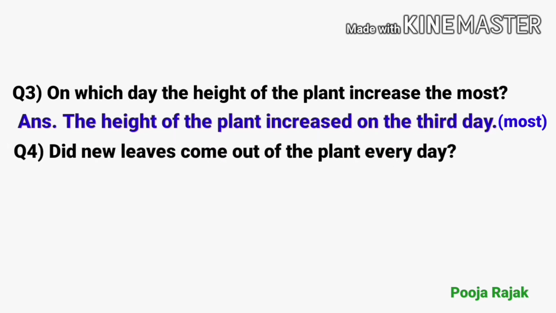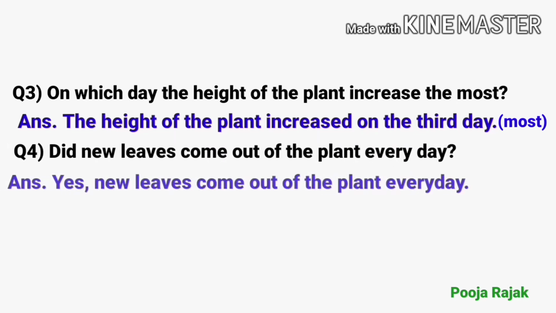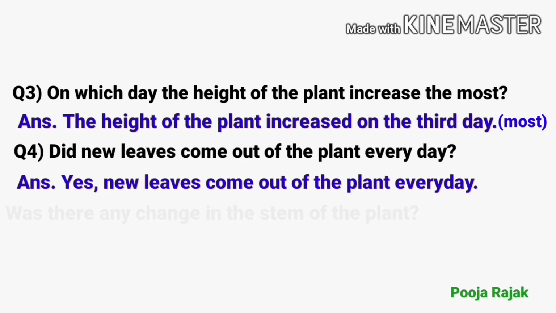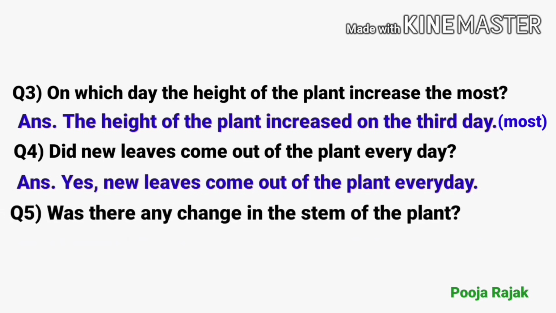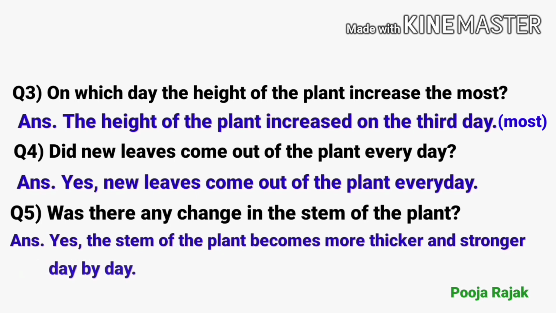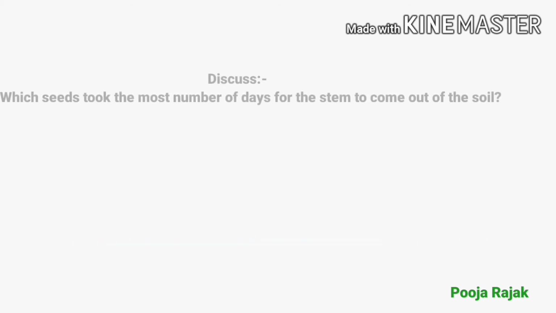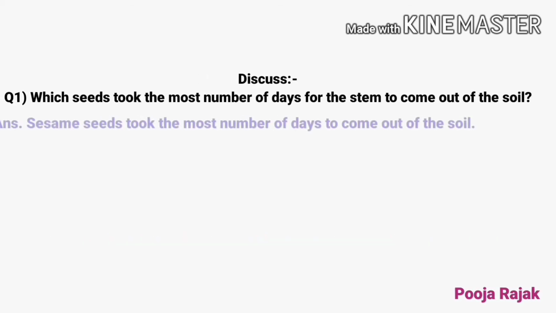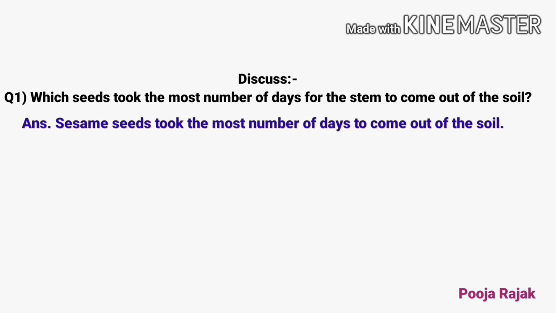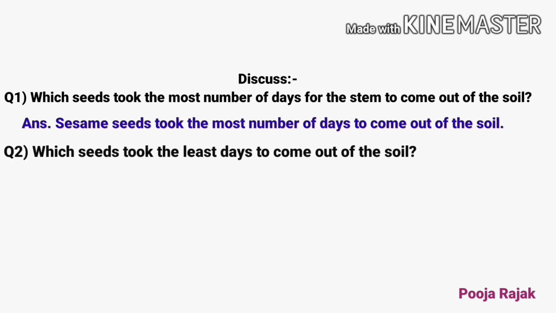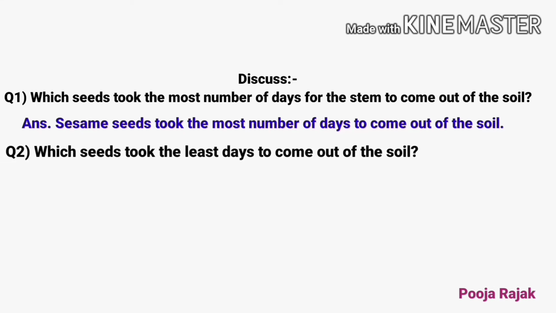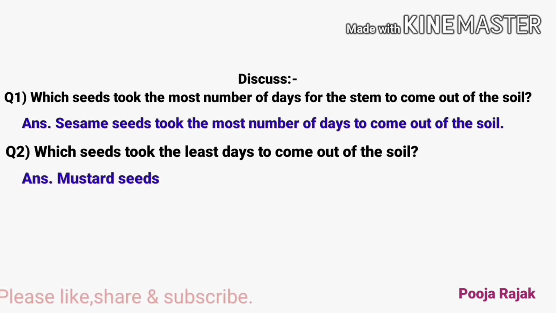Did new leaves come out of the plant every day? Yes, new leaves come out of the plant every day. Was there any change in the stem of the plant? Yes, the stem of the plant becomes more thicker and stronger day by day. Now discuss which seeds took the most number of days for the stem to come out of the soil. So sesame seeds took the most number of days to come out of the soil. Which seeds took the least days to come out of the soil? Yes, mustard seeds took the least days to come out of the soil.